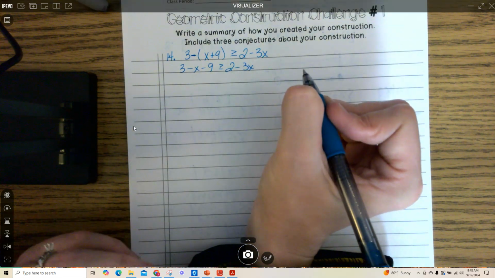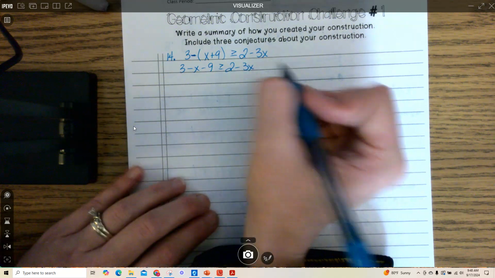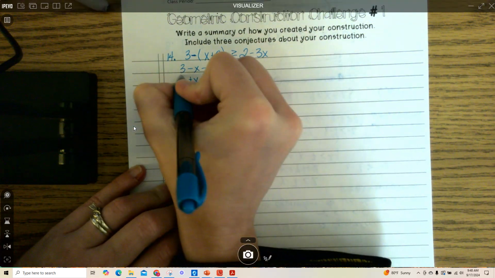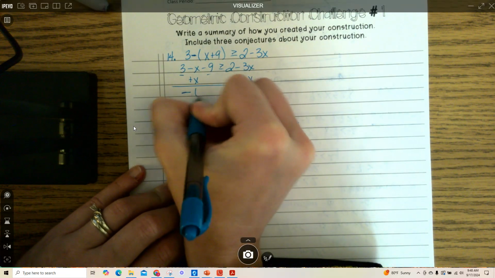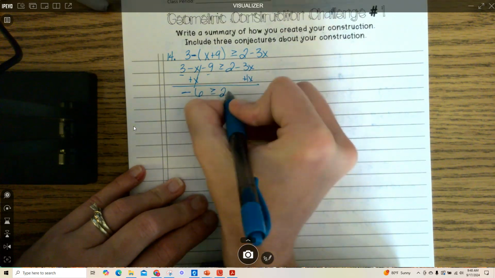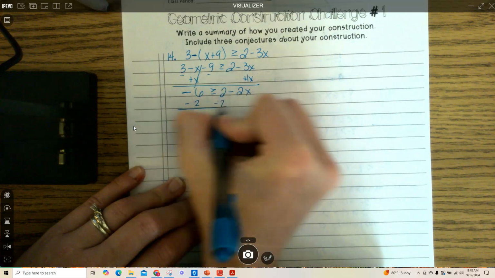Smaller x is 3x. Actually, I want to show you what to do if you have a negative coefficient. So I'm not going to follow my rule on this one. I'm going to add x to both sides, and then I'm going to combine these two. So positive 3 and negative 9 is a negative 6. And then negative 3 and a positive 1 is a negative 2. Subtract 2 from both sides.